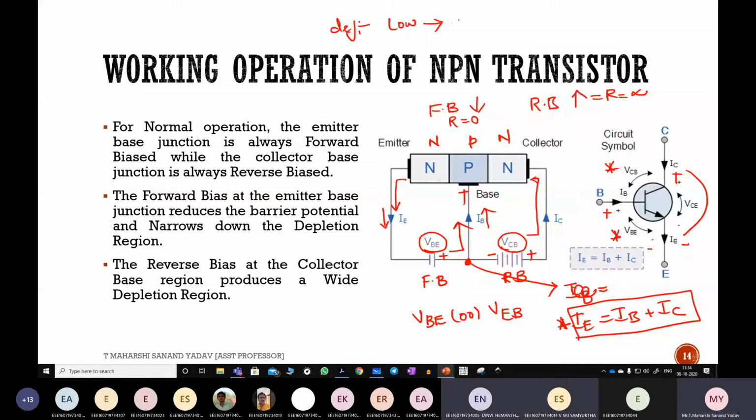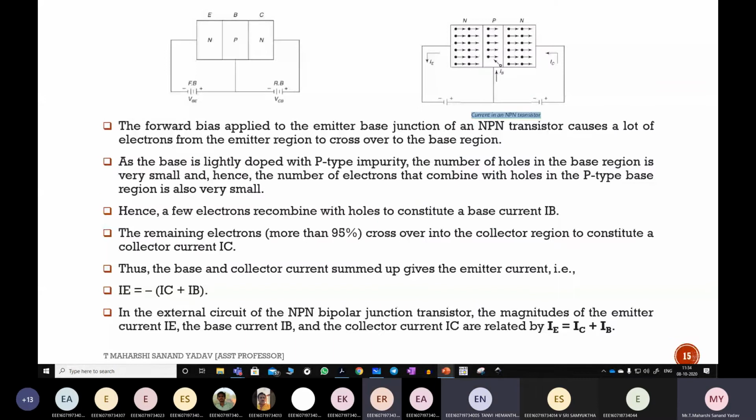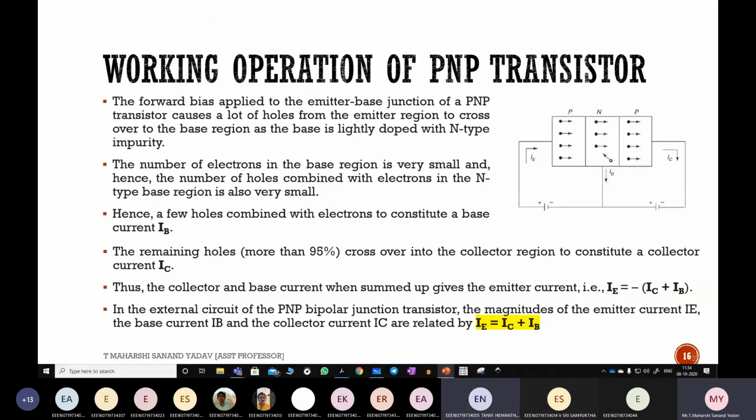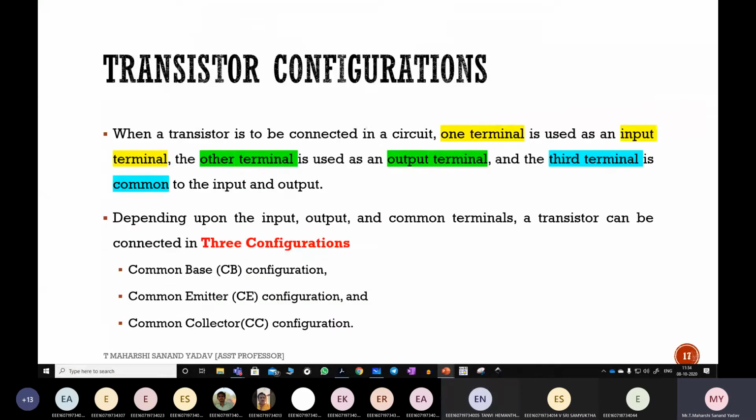Transferring signals from low to high. That's it, transferring of signal from low to high is nothing but a transistor. So I hope you know the working of NPN, and the same thing is applicable with PNP also, which we have seen in the last class, right?